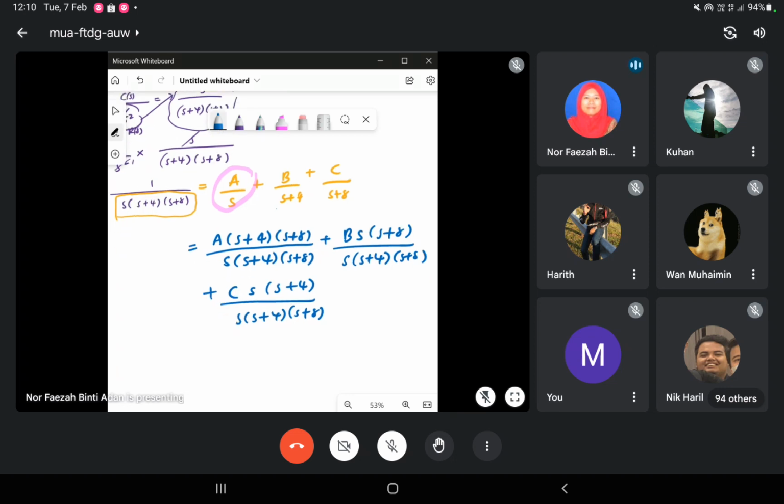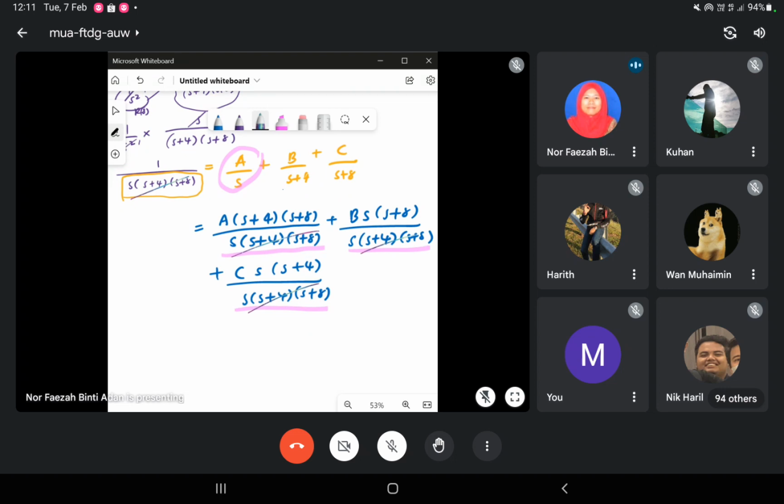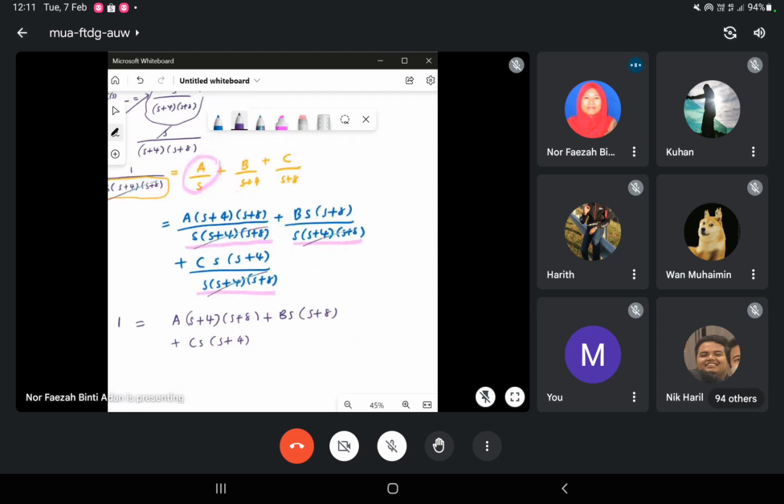Okay, so once you have gotten this, so kalau you perhatikan semua denominator dah sama. S tambah 4, S tambah 8. So bila dah sama, you boleh potong dengan yang kiri. Okay. So tu tujuan kita nak samakan denominator so that we can cancel it off. So you cuma tinggal dengan equation on the top ataupun numerator sahaja. So equation baru you jadi 1 equals to A(S tambah 4)(S tambah 8) tambah BS(S tambah 8) tambah CS(S tambah 4). So ini equation you.